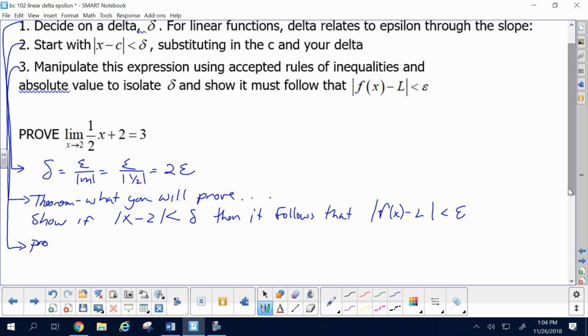Now the proof. You start by assume, or start with x, the x fact, the hypothesis. Assume that x minus 2 is within that gap you define. Okay. I want to now use your delta. In this case, we said that delta needs to be 2 epsilon. And that came from the fact that slope is 1/10. It's not always going to be 2 epsilon.